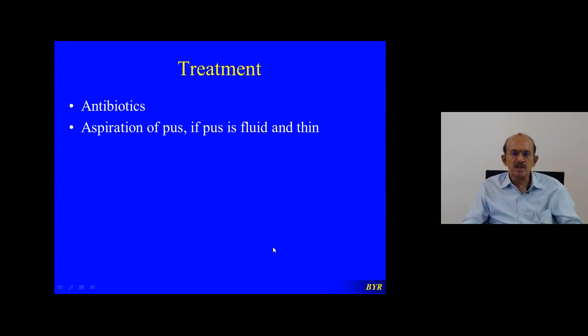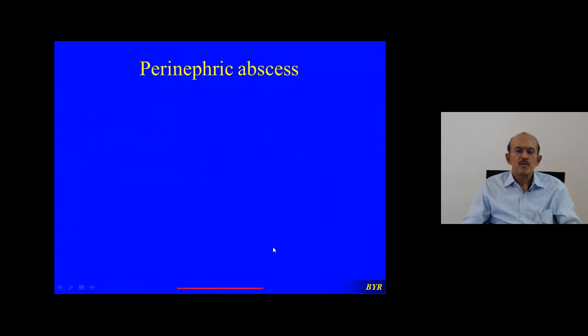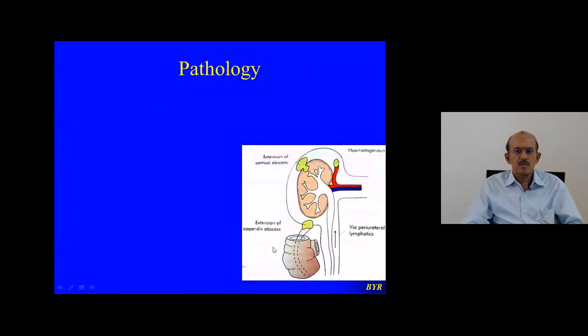But usually carbuncle pus will be very thick and there will be a lot of necrotic gangrenous tissue in the kidney. So you have to do an open drainage. You have to incise and drain. The cavity is filled by thick necrotic material. The other infective condition of the kidney is the perinephric abscess. It is a collection of pus in the perinephric space. The perinephric space is a space between Gerota's fascia and the kidney capsule.